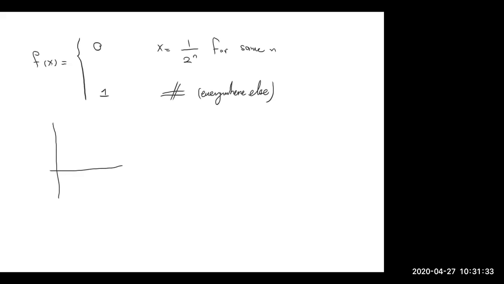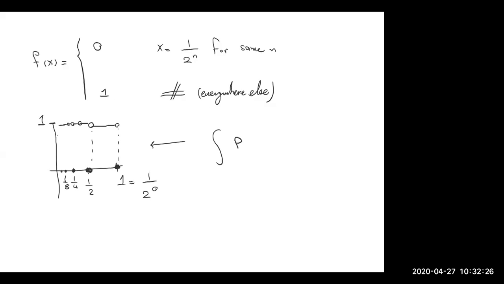So for example, at 1, because 1 is equal to 1 over 2 to the 0, it should be 0. On 1 over 2, it's 0. On 1 over 4, it's 0. On 1 over 8, it's 0. On 1 over 16, it's 0, and so on. And everywhere else, on the complement of this set, it's equal to 1. So there are holes here, and at these holes, the values are equal to 0. Okay, well, let's see. Do you think it's a counterexample? Oh, you're asking if it's integrable or not.